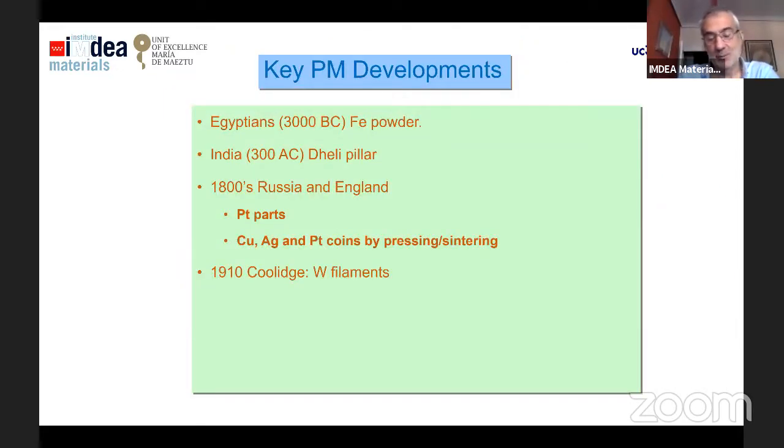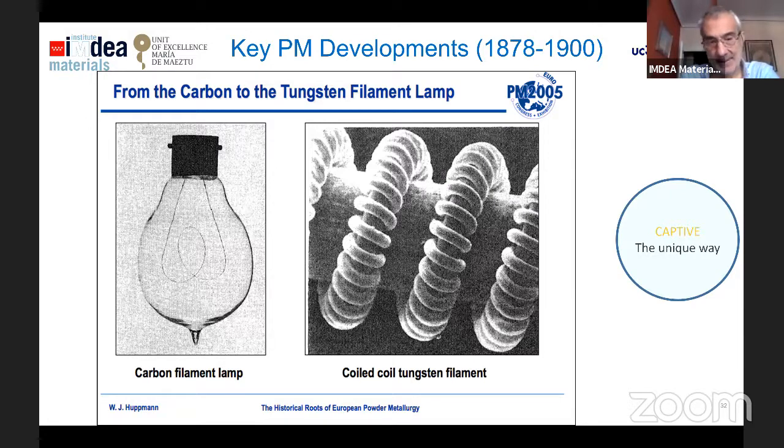After that, a very important milestone was in 1910, the development of the tungsten filament by the Coolidge process. What they did was replace the carbon filament in the light lamps with tungsten filaments. They completely modified the lamp industry, because with tungsten they could provide a new material that could keep the lamps surviving for many, many hours, much more than with carbon filaments.